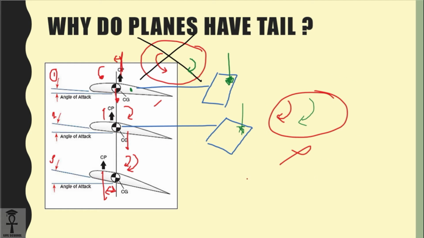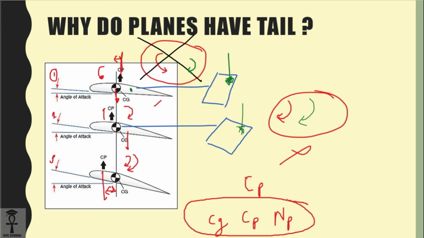So the CP should always be behind CG for your plane to fly stable. So that's the condition, and the location of these 3 points will always be like this: the CG as the frontmost part, then CP, and then the neutral point. So this is how we mark the 3 points on the plane.